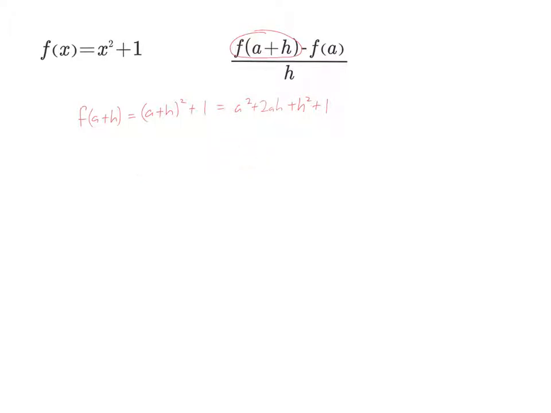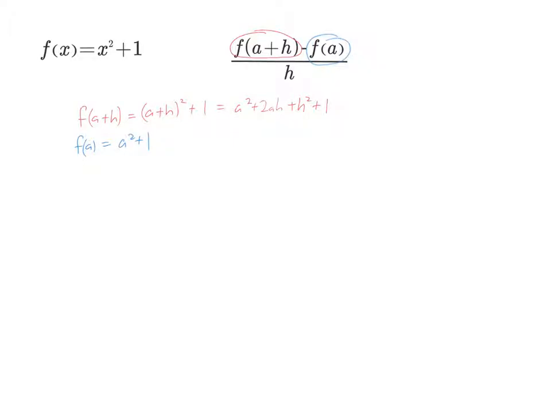All right, so we have that first part. Let's do the second part. So we're going to do f of a. Now, f of a is pretty easy. Pretty much that just means that anytime I see an x here in this equation, I'm going to replace it with a. So that is now going to be a squared plus 1.